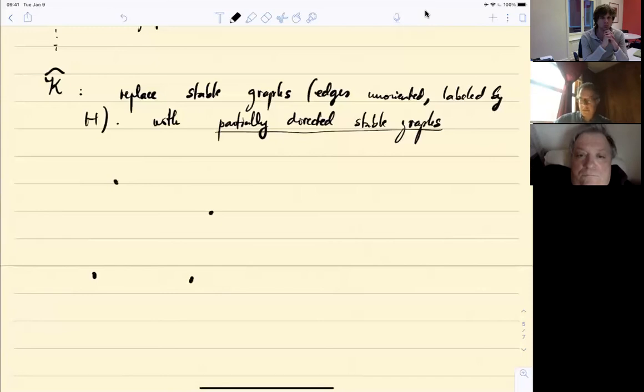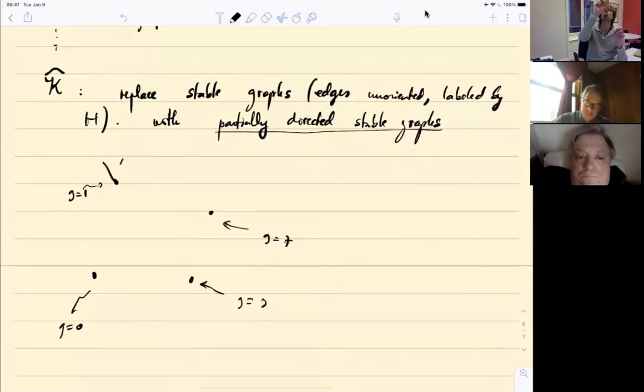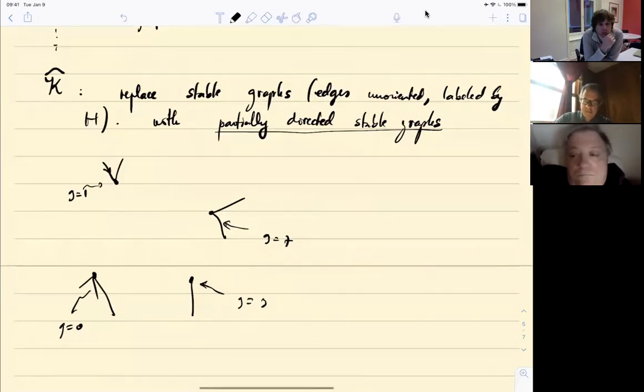Start with a bunch of vertices. You first of all put some genus on them. So you put some number, g equals 1, g equals 7, g equals 3, g equals 0. You put also a bunch of leaves at some of those vertices, maybe three of them, but you direct the leaves. Some of them are incoming, some of them are outgoing. All right? So now stuff can be directed.